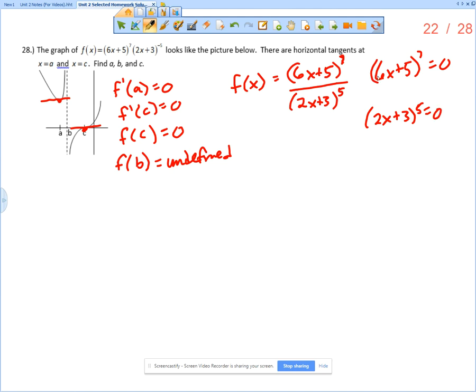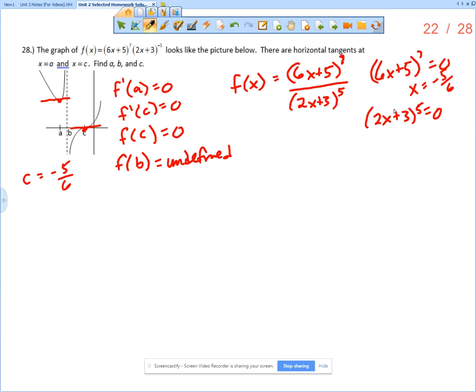Right? So if I take (6x + 5)^7 equals 0, I take the 7th root, so I get 6x + 5 equals 0, and then I subtract 5 and divide by 6. So x must equal negative 5 over 6. All right? So what does that mean? Since the numerator was equal to 0, that means that c must be negative 5 over 6. Everyone agree with that? All right.